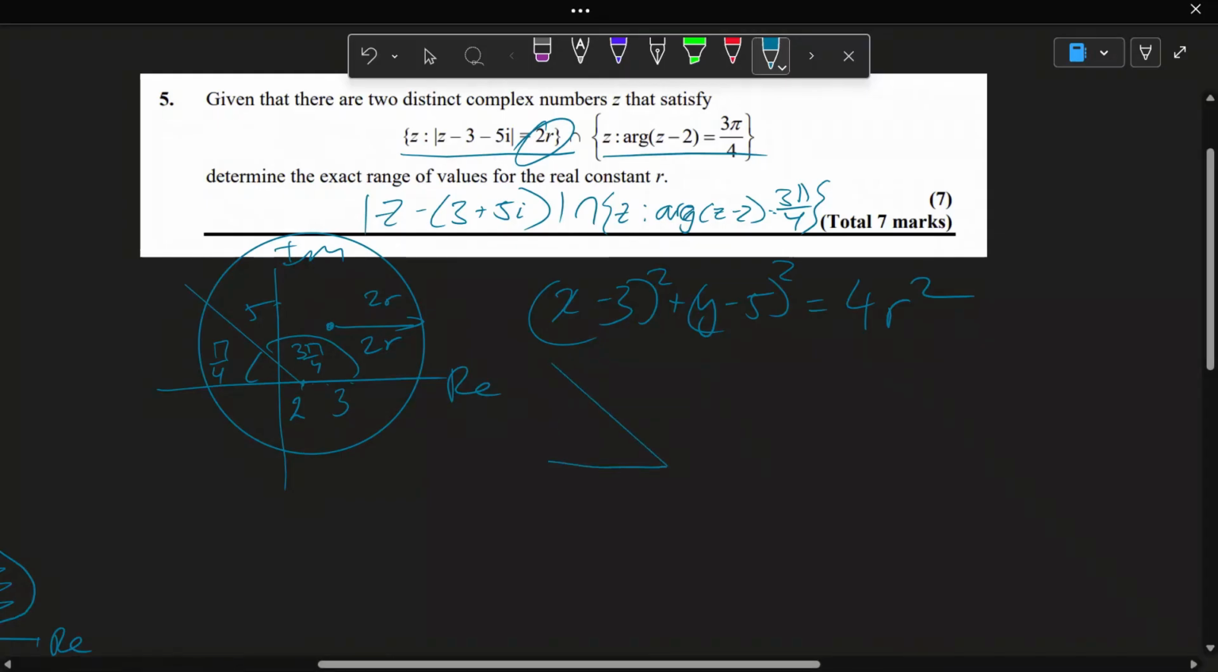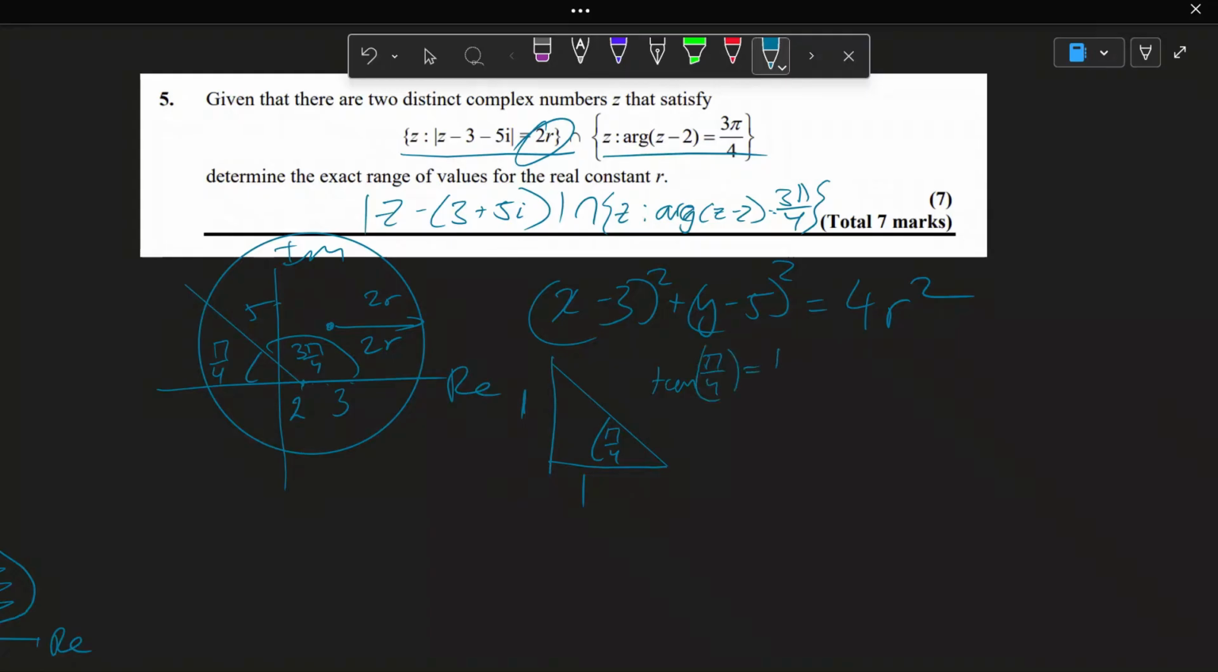We've got this triangle here, pi over 4. We'll call this 1, so this also has to be 1. Tan pi over 4 is 1. Fine, that's all good. So our gradient actually is going to be minus 1, because remember, this line's going down. It's going to be like this. So our line will be y equals minus x plus c, and we can say y equals minus x plus 2 will be our line, as our x-intercept is 2 as well.